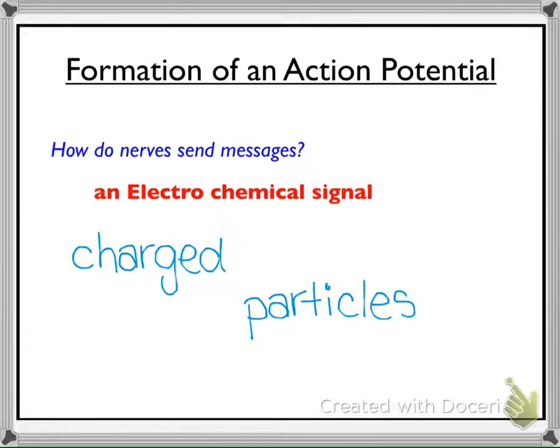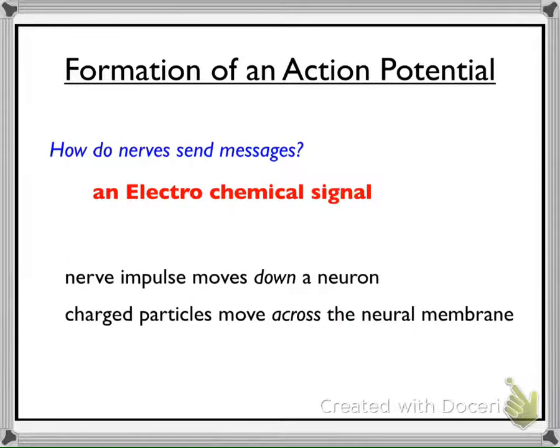Those are really the main players that we're going to be focusing on, although calcium also does play a role in nerve impulses. And the other thing we're going to find out today that's kind of interesting is that even though nerve impulses move down a neuron, the charged particles that we're talking about actually move across the neural membrane. That means in and out of the axon of the neuron into the interstitial fluid. So although that message, that nerve impulse, is moving down the neuron from the cell body to the terminal end, the charged particles, the sodium and potassium, are actually moving across the membrane.